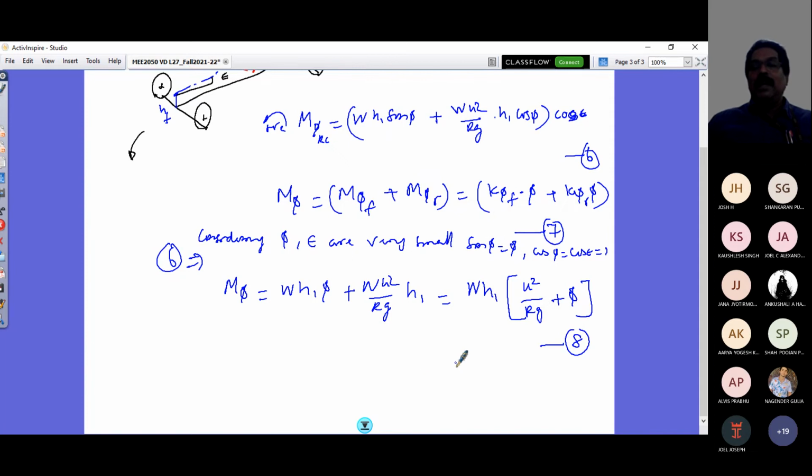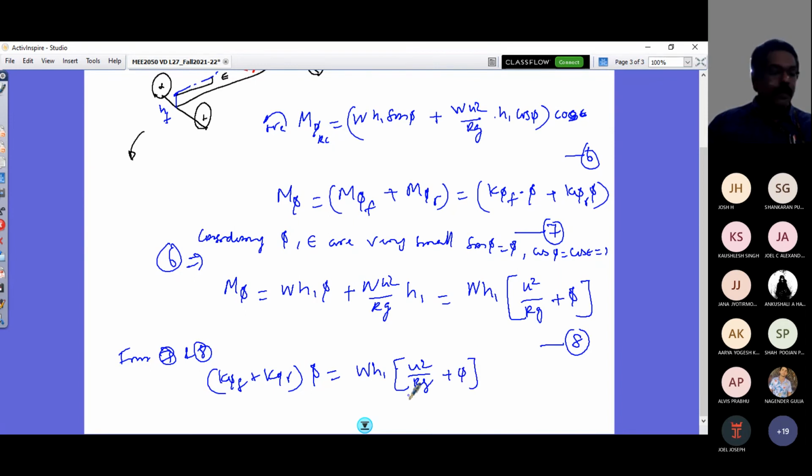Now I have my M phi given by equation 8, and I also have my M phi given by equation 7. So from 7 and 8, I can rewrite this as K phi F plus K phi R into phi equals WH1 into u squared by Rg plus phi. That's my equation 9.